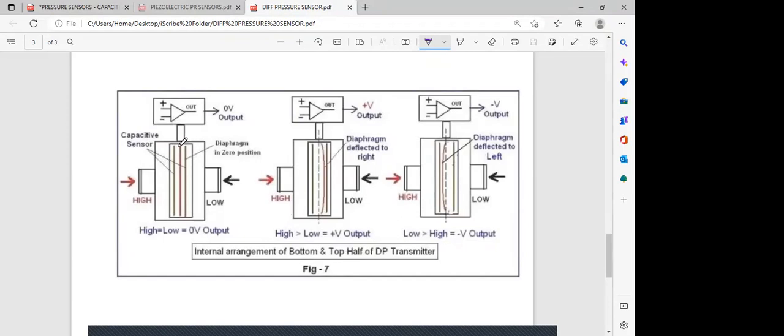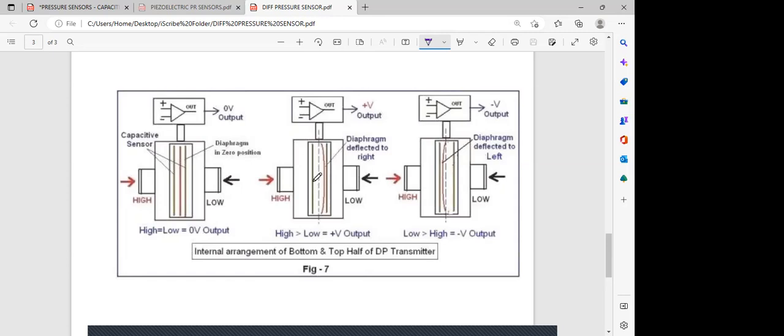So that differential is then going to be sent to a differential amplifier, which is going to give you a 0 volt output. So now if your steam drum pressure is high as compared to your water drum, then of course your diaphragm is deflected towards the right-hand side. So the capacitance of this side capacitor is going to change.